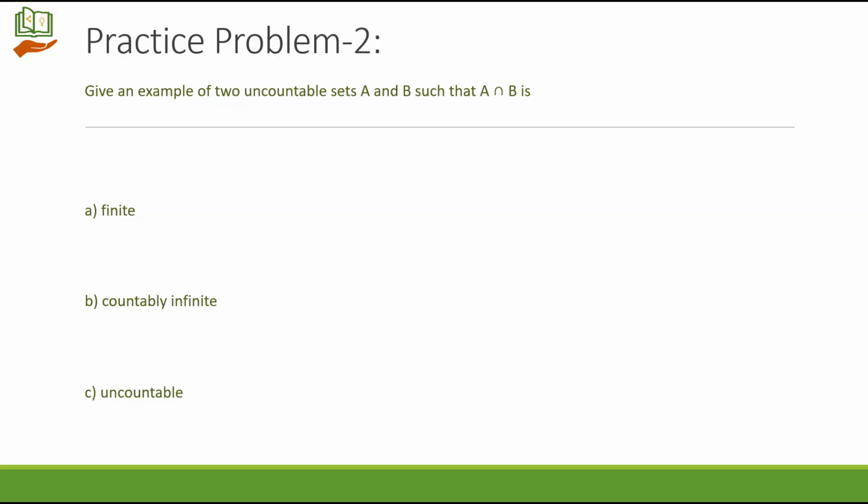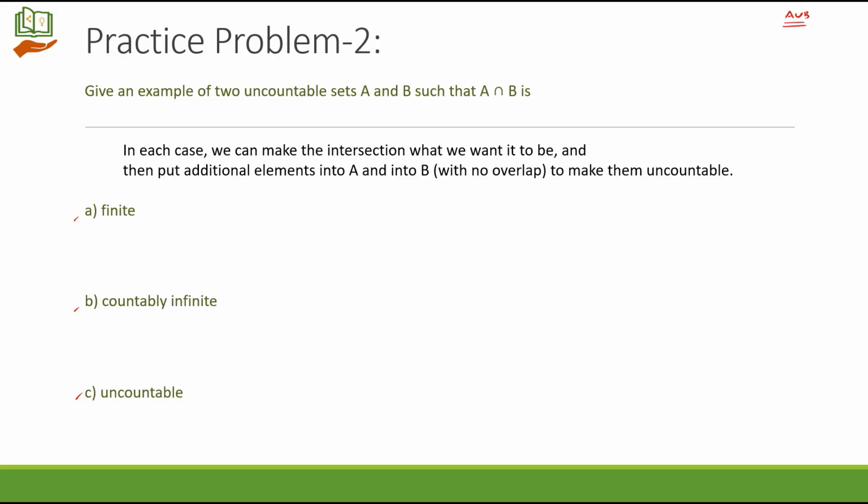Next problem. Give an example of two uncountable sets A and B such that A intersection B is finite, countably infinite, uncountable. Actually, we saw the explanation for A union B. Now the question is in the context of A intersection B. In each case, we can make the intersection what we want it to be and then put additional elements into A and into B with no overlap to make them uncountable.